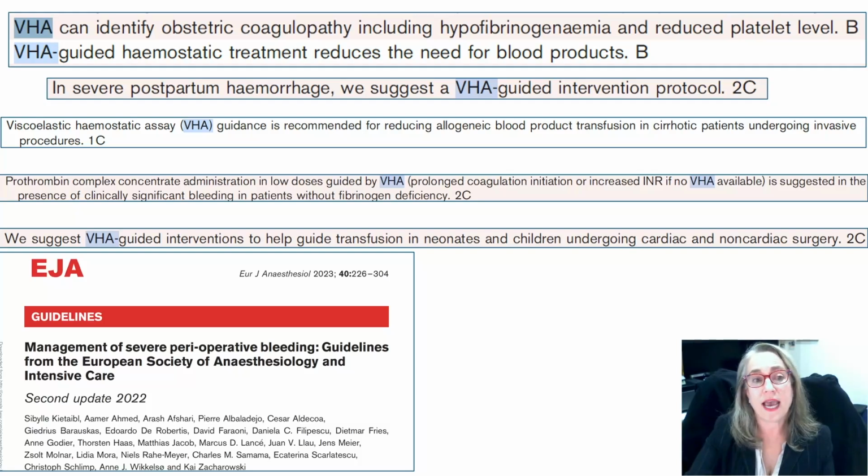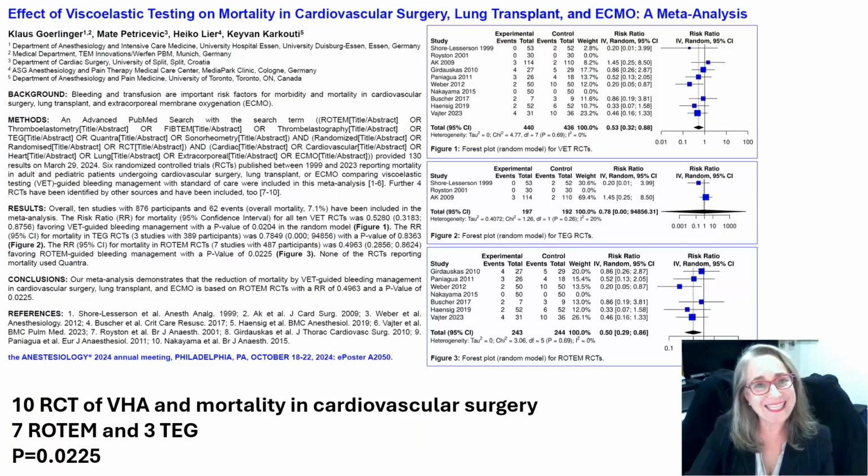They guide hemostatic treatment, and it reduces the need for blood products. In severe postpartum hemorrhage, they suggest using a protocol. And then it goes on to talk about using this, category 1C, for invasive procedures on cirrhotic patients. Also mentions prothrombin complex, using it before giving PCC, and mentions cardiac surgery, which I will present next.